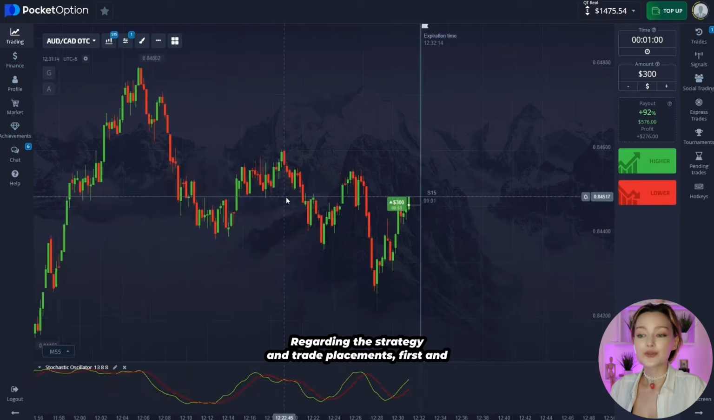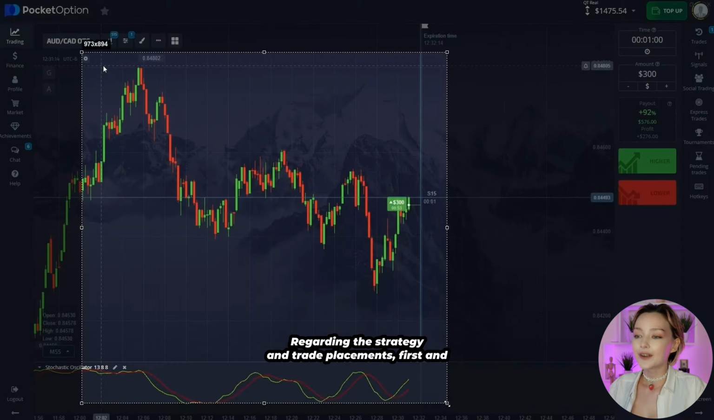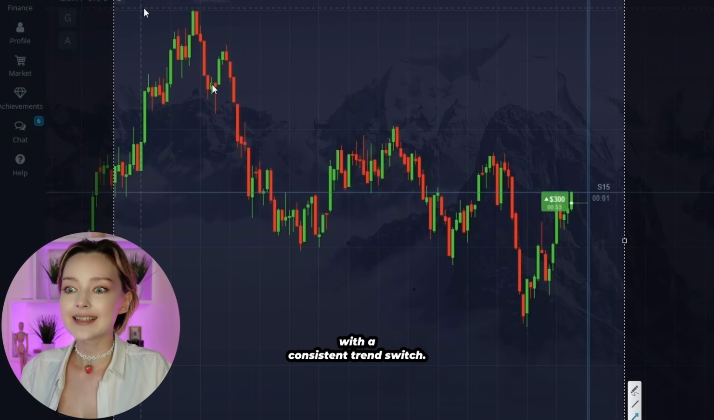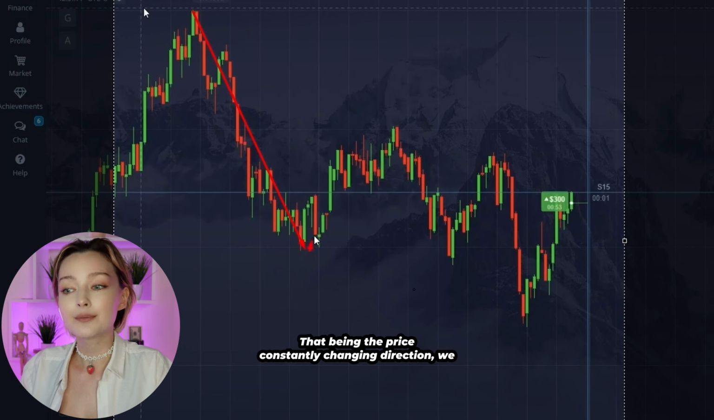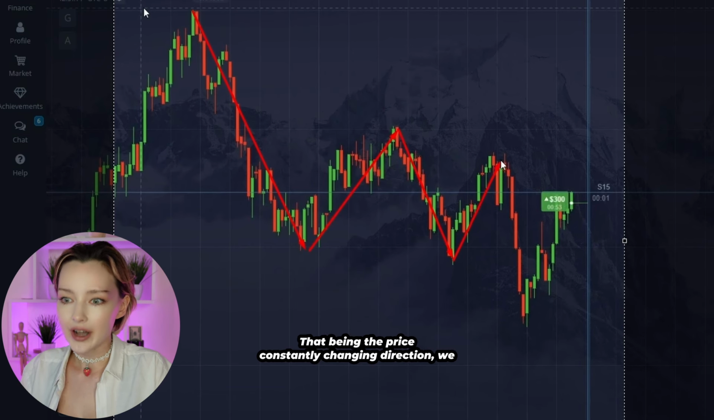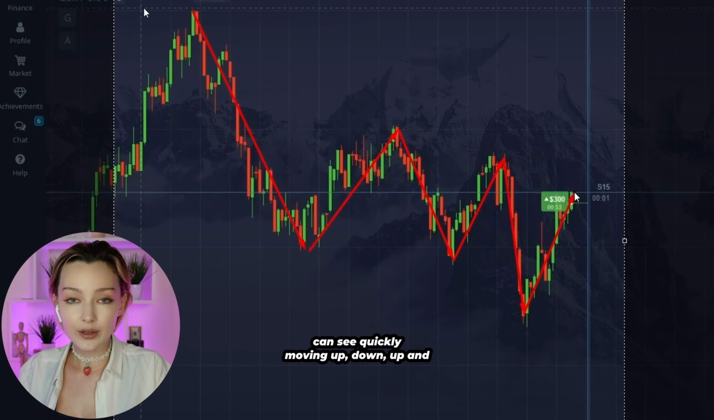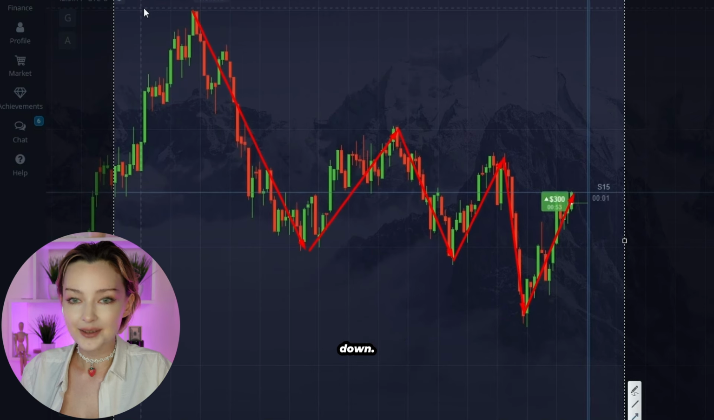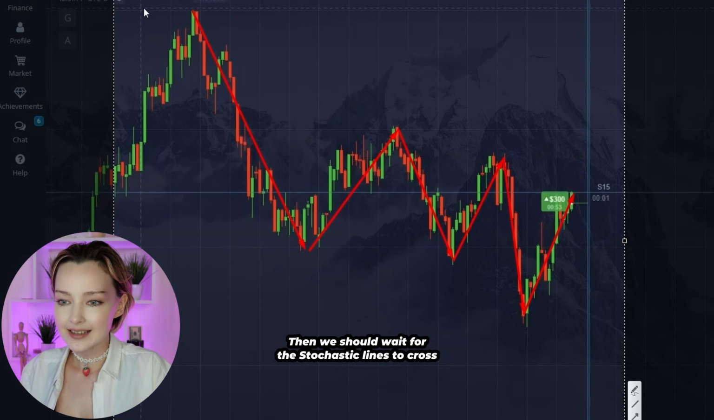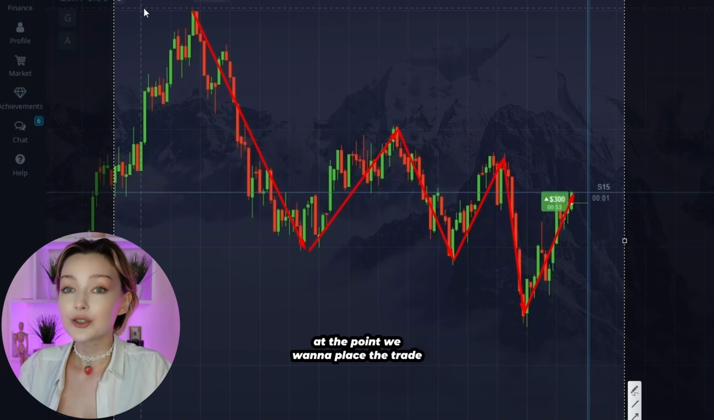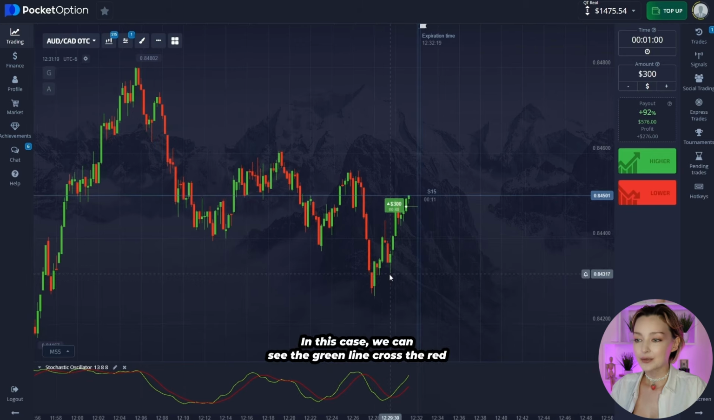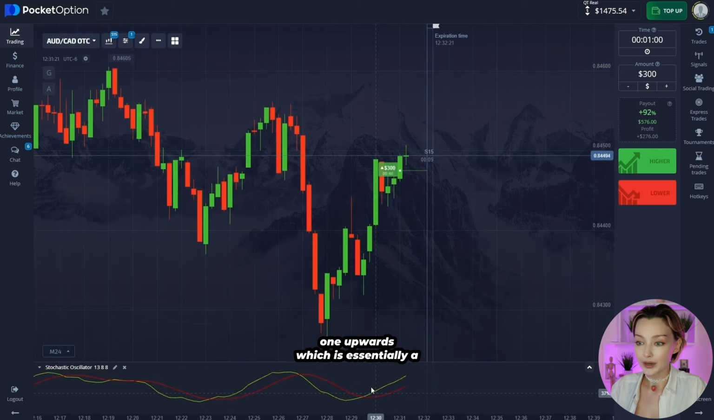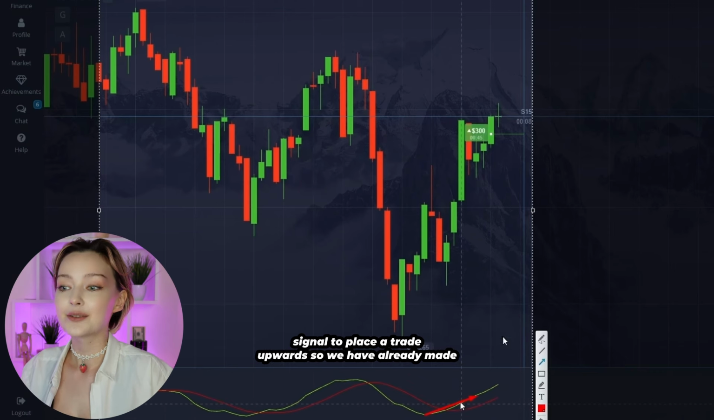Regarding the strategy and trade placements, first and foremost, we want to pick a chart with a consistent trend switch, that being the price constantly changing direction, consequently moving up, down, up, and down. And then we should wait for the stochastic lines to cross at the point we want to place a trade at. In this case, we can see the green line cross the red one upwards, which is essentially a signal to place a trade upwards.